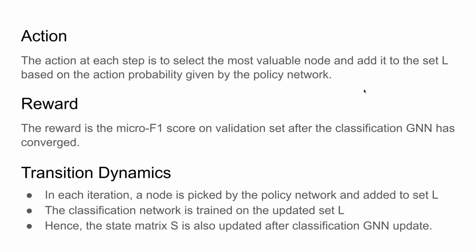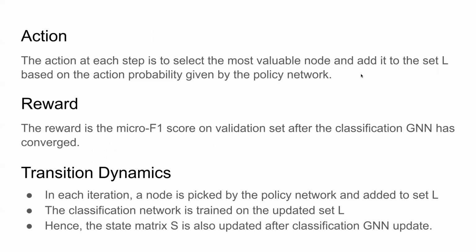Secondly, the action at each step is just to select the most valuable node and add it to the set L based on the action probability given by the policy network. The reward is very simple. It's just the micro F1 score of the classification model after the convergence.